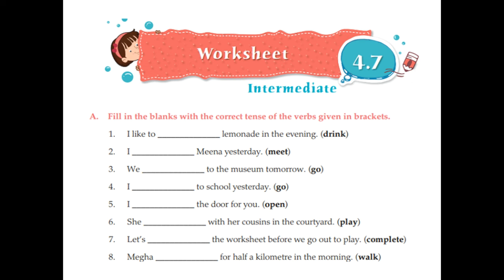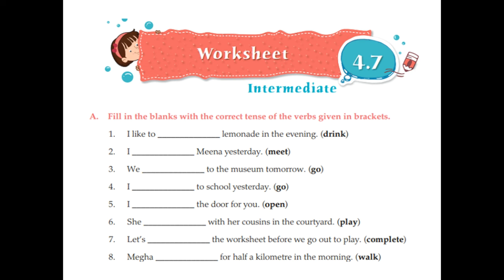Number 2. I ___ Meena yesterday. Here the action has already happened. So what is the past form of the verb meet? Met. I met Meena yesterday. 3. We ___ to the museum tomorrow. So the action is going to happen hereafter. So what will you add? We will or shall go to the museum tomorrow.